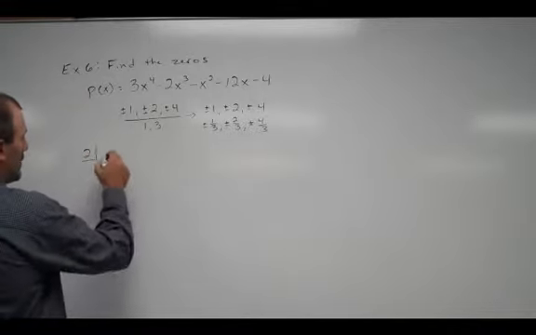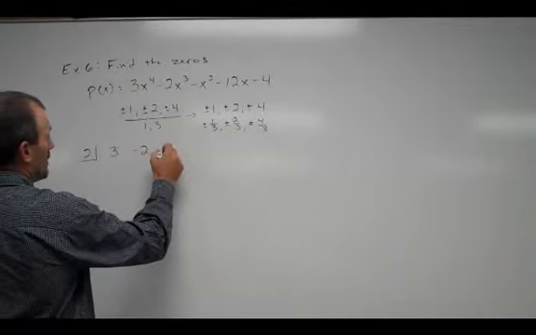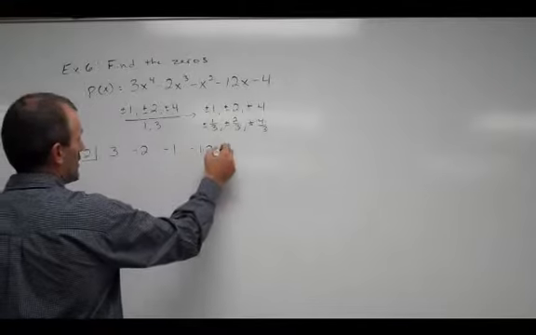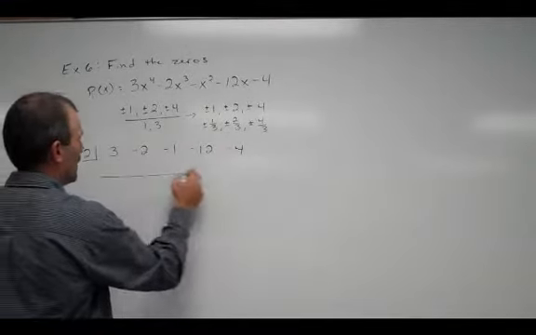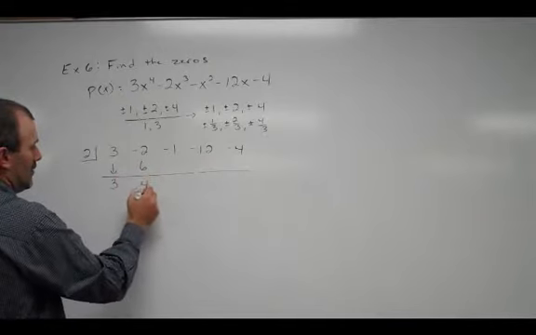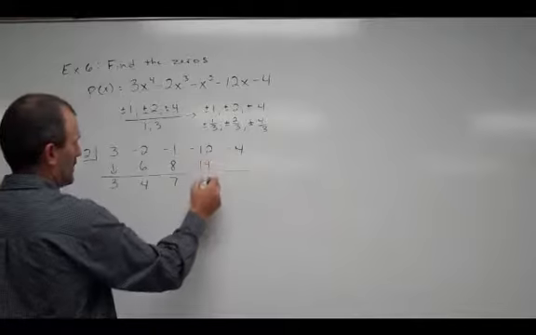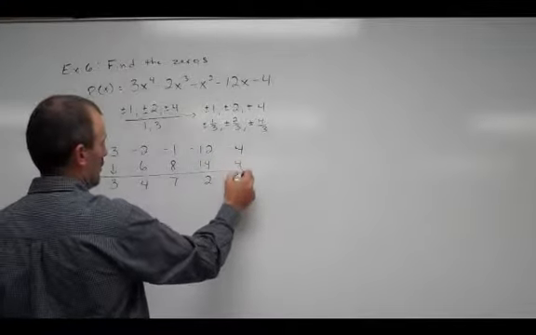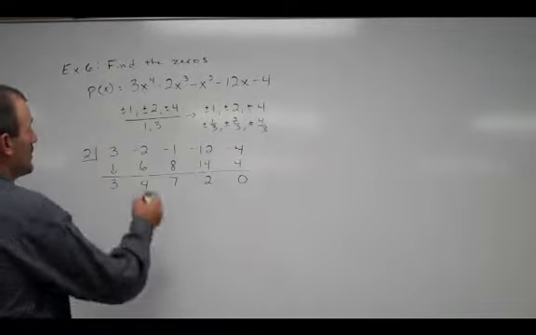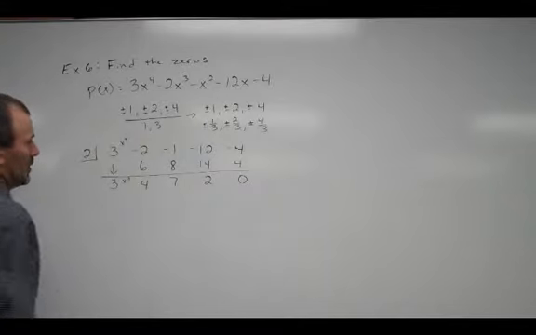Again, for the sake of time, we've got these coefficients to use in our synthetic division. So we get 3 and 6, 4, 8, 7, 14, 2, 4, and 0. So remember, this was x to the 4th. This is now x cubed.